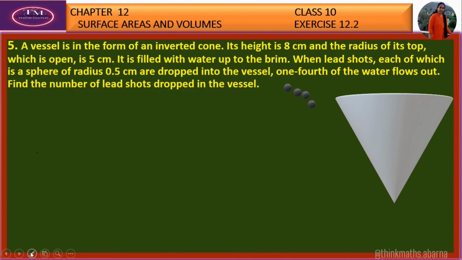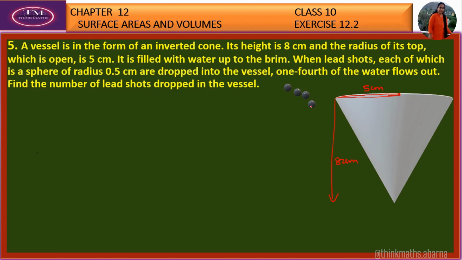So there is a vessel in the shape of an inverted cone. It is filled with water up to the brim. The height of the cone is 8 centimeter. So this is the height of the cone, and the radius is 5 centimeter. It is open at the top and the radius is 5 centimeter.